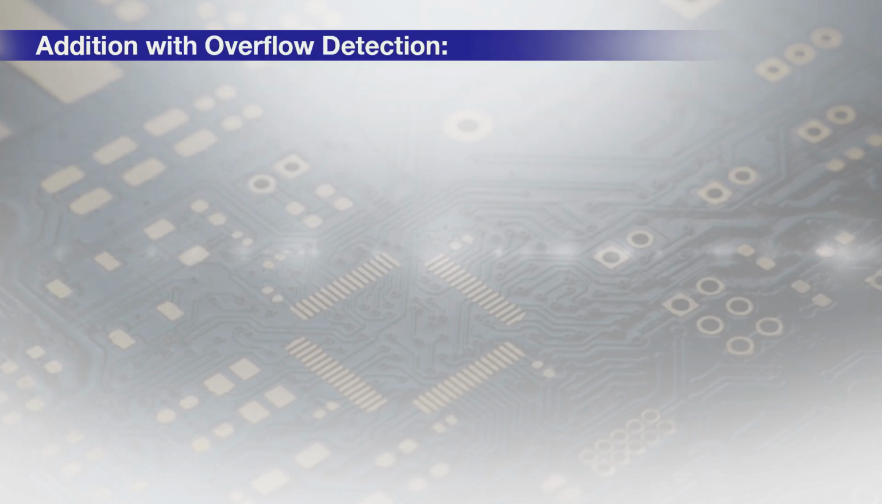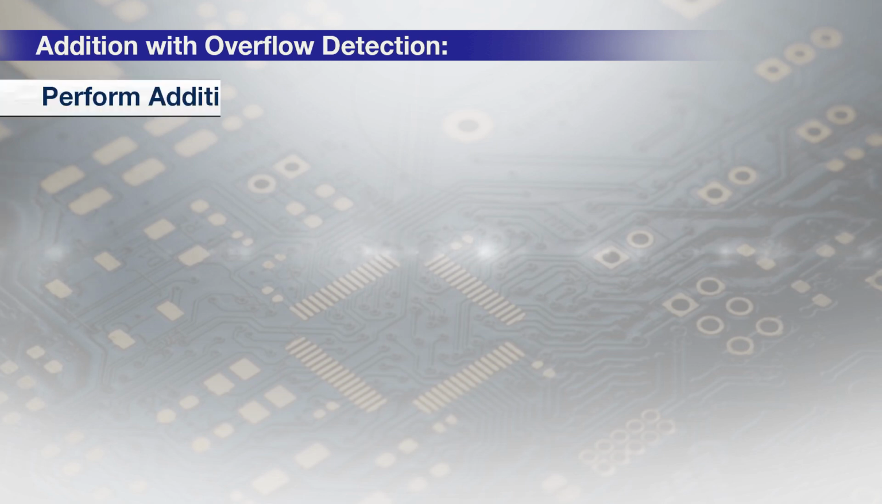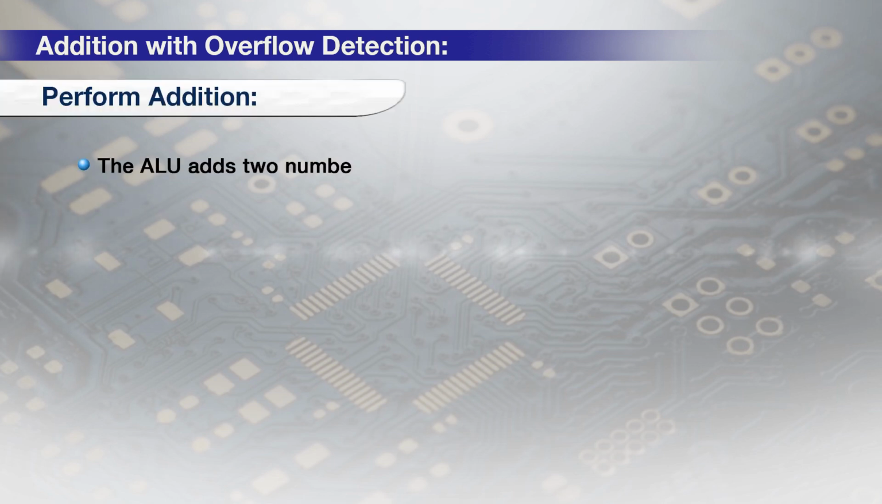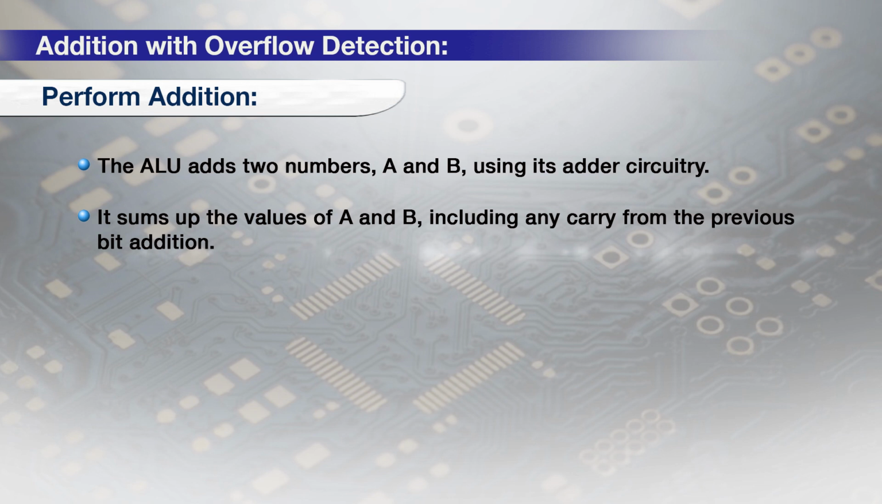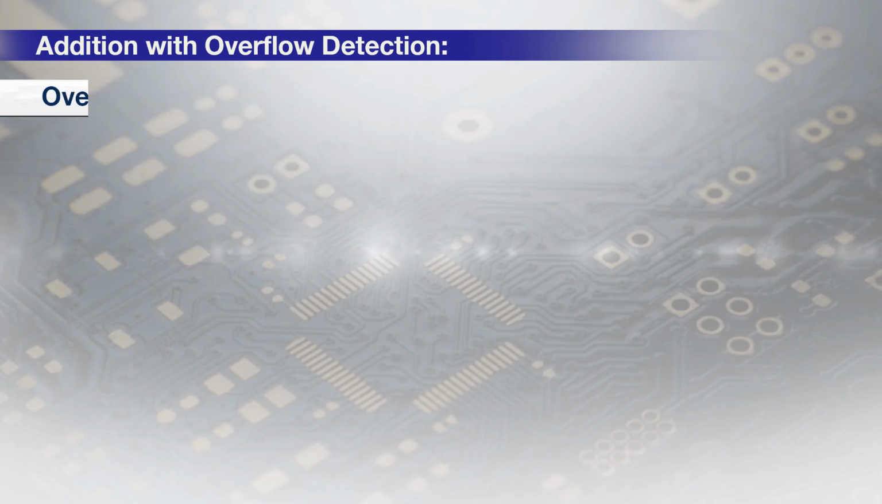Addition and overflow detection. Perform addition. The ALU adds two numbers a and b using its adder circuit. It sums up the values of a and b, including any carry from the previous bit addition.